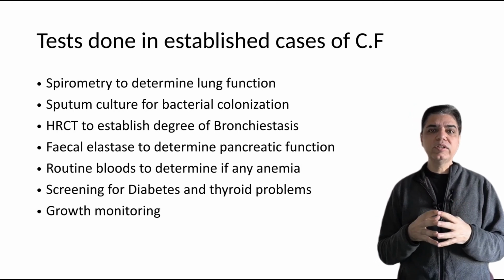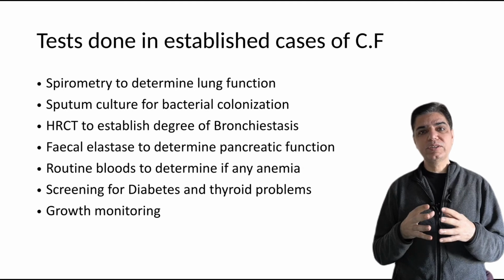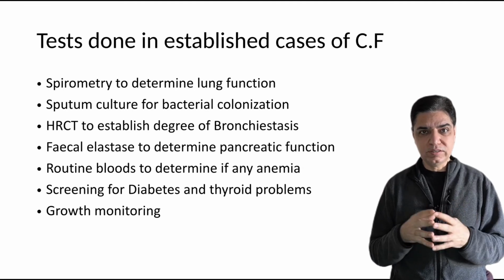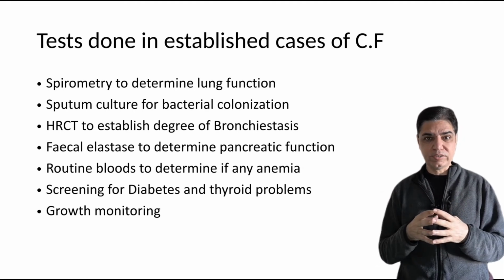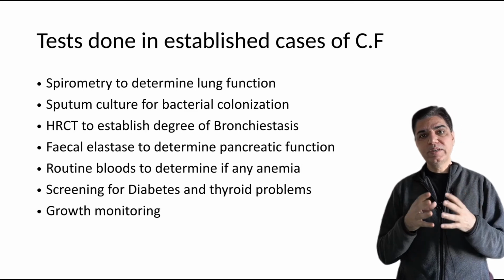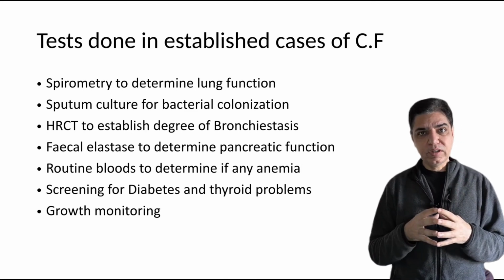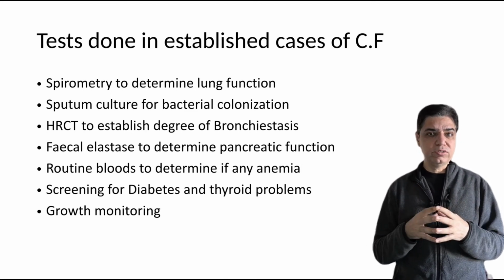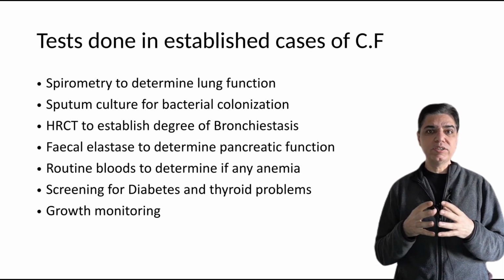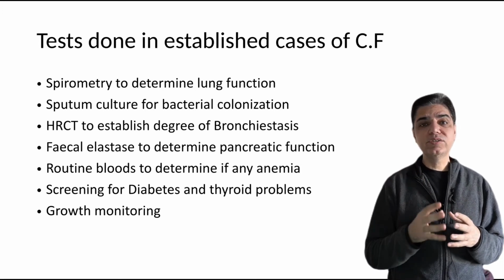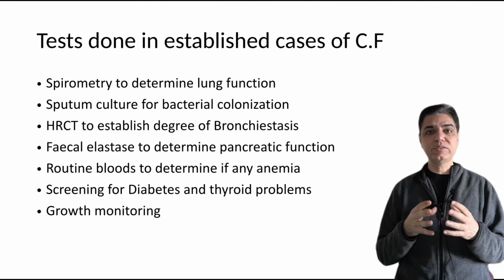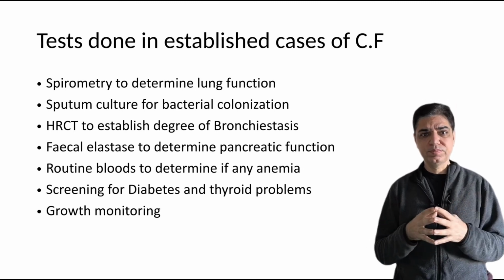We also do the high resolution CT scan to establish the degree of bronchiectasis in these children who have repeated chest infection. To determine the pancreatic function, fecal elastase is the best screening tool. So the fecal elastase can tell you how much the pancreas is involved and whether these children would need any form of enzymatic replacement therapy like Creon.